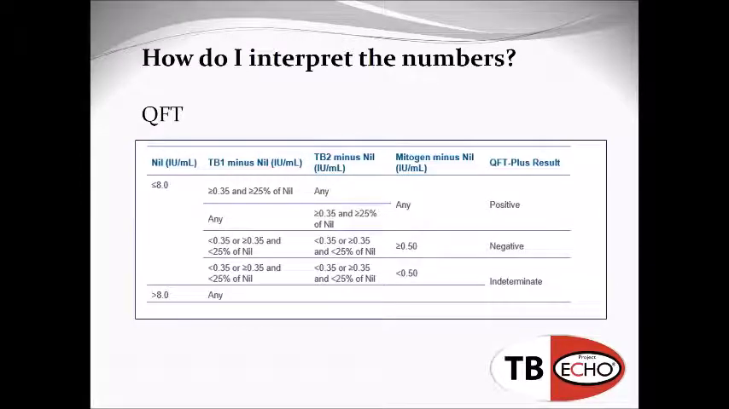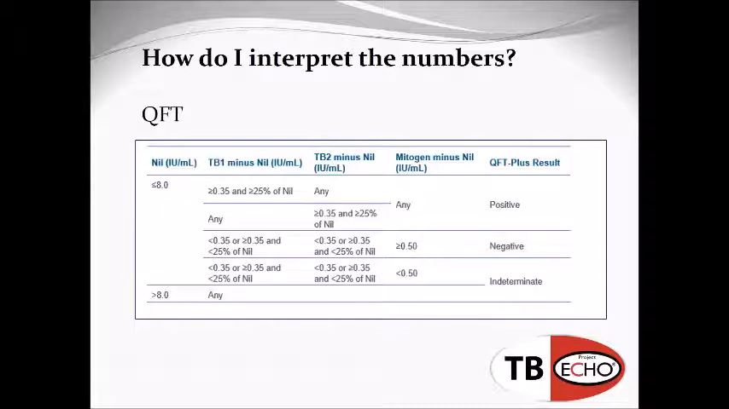With the QuantiFERON Gold, in order for the test to be positive, the nil does have to be under 8.0. But then when you take the TB1 tube minus the nil value, or the TB2 tube minus the nil value, it must be over 0.35. So either tube, if they're over 0.35 after subtracting the nil tube, that's considered positive.